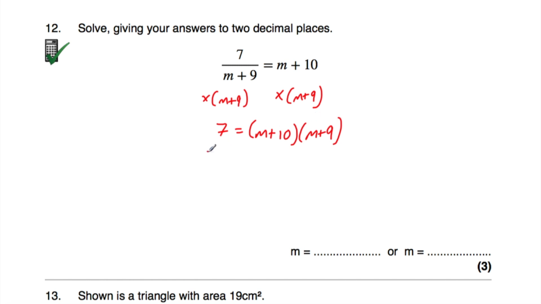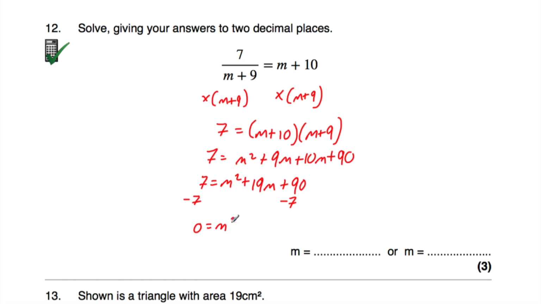So let's expand our bracket, so it's going to be 7 equals m squared plus, and then m times 9 will be plus 9m, plus 10m, and then we've got 10 times 9, which would be 90. So expanding our brackets would be m squared plus 9m plus 10m plus 90. Now let's simplify this, so we'll have 7 equals m squared plus, and then we've got 9m plus 10m, which is 19m, plus 90. And we want this to equal 0, so let's take away 7 from both sides to get 0 equals m squared plus 19m plus 83.